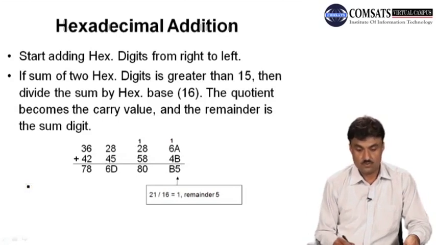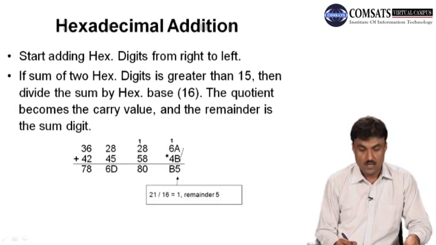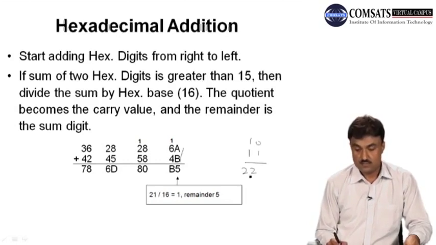First we will add these two hexadecimal digits, then we will see what the result is. For example, here A has the value 10 in decimal, and B has the value 11. So 10 plus 11 is 21 in decimal.